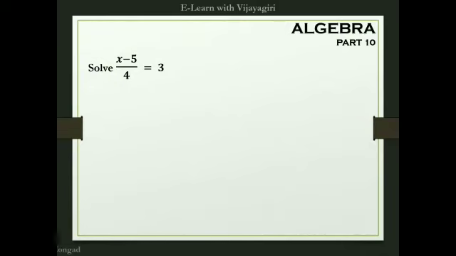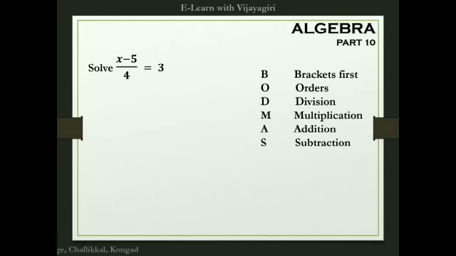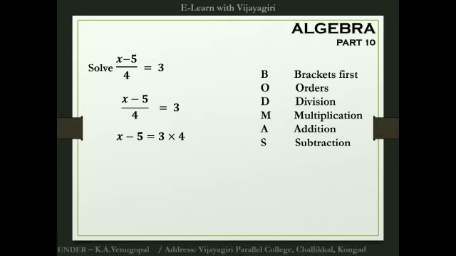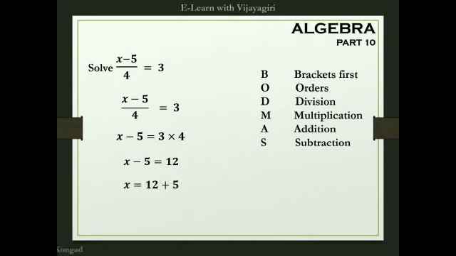Another question, solve (x - 5) by 4 = 3. If in the numerator or denominator more than one number is there, then you have to treat it the same as brackets. So x - 5 you have to do first, then only division by 4. So division by 4 you have to take to the other side first. So x - 5 = 3 times 4, and it will be equal to 12. Now subtraction you can take to the other side, it becomes addition. So the answer will be 17.